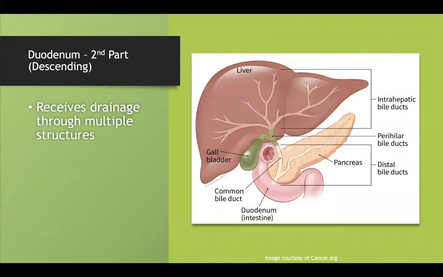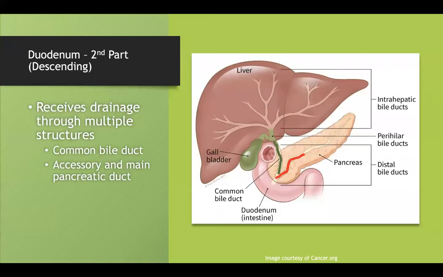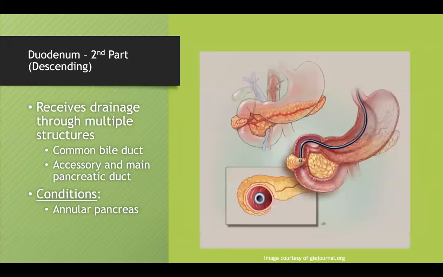The second part of the duodenum receives drainage through multiple structures. The common bile duct right here, and the main and accessory pancreatic ducts. I've only drawn the main pancreatic duct on this image. And a condition you should think about is annular pancreas that occurs in the second part.